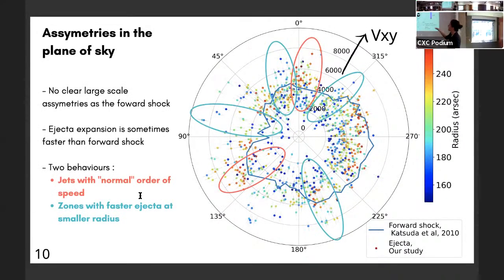So perhaps there is an interruption, and in this faster zone, there are two behaviors. There are some jets in red with a normal overall speed, so there is a faster vector in a bigger radius, and there are some anomalies in blue here, where there is a faster zone in a smaller radius.